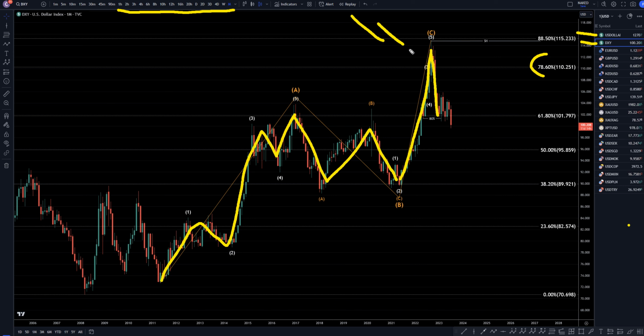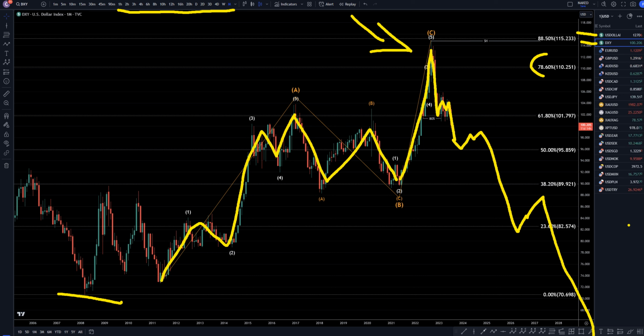I still believe this is the end of a correction, and if that is true, then this will, over the coming months and maybe even years, end up continuing the downtrend, probably eventually going all the way down and taking out this low over here.